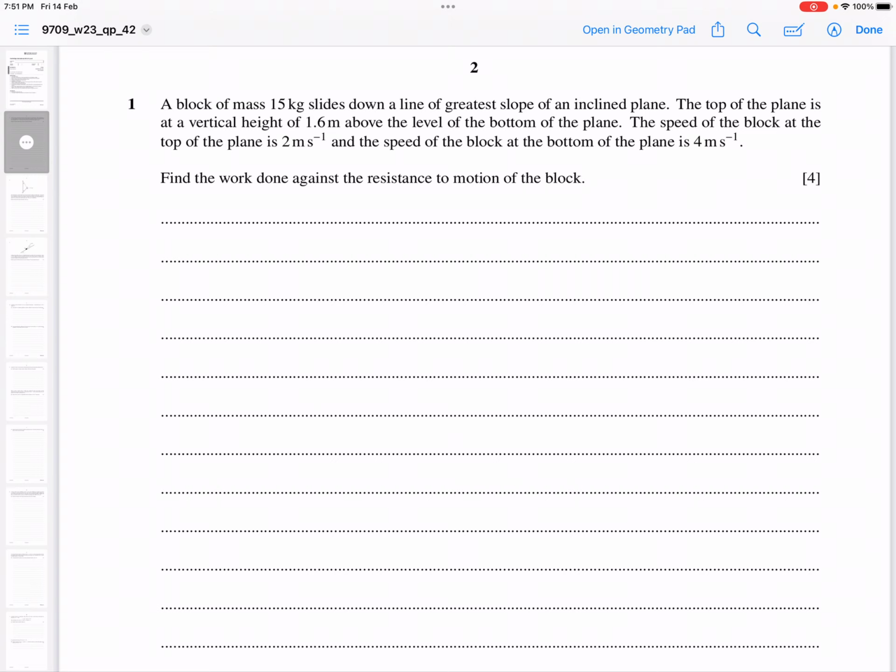To solve this, we have to make a diagram. Suppose this is a slope and at the top the block is here and it's going to slide down. So its initial velocity is 2 meters per second, and when it reaches the bottom, its velocity is 4 meters per second. Height is given as 1.6 meter.